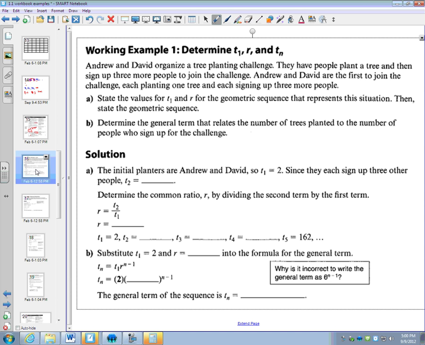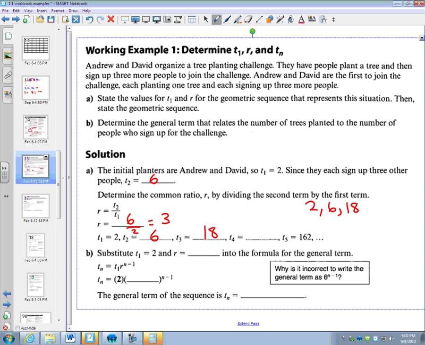The initial planters are Andrew and David, so T1 equals 2. Since they each sign up 3 other people, for T2, first of all there's the 2 of them, then they each sign up 3, so 3 from Andrew, 3 from David, for a total of 6. So to find the ratio, so far we have 2, then 6. To find the ratio, we have to go 6 divided by 2, which is going to be 3. So term 1 is 2, term 2 is 6. Then we times by 3 again, we get 18.